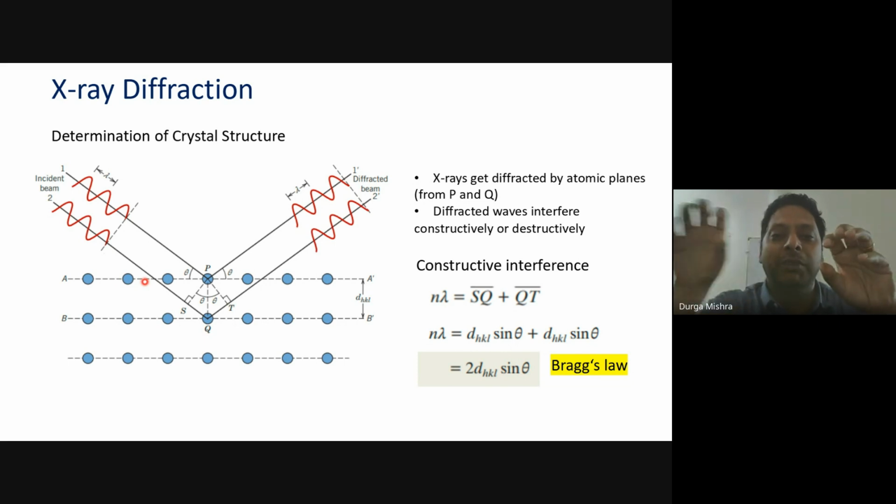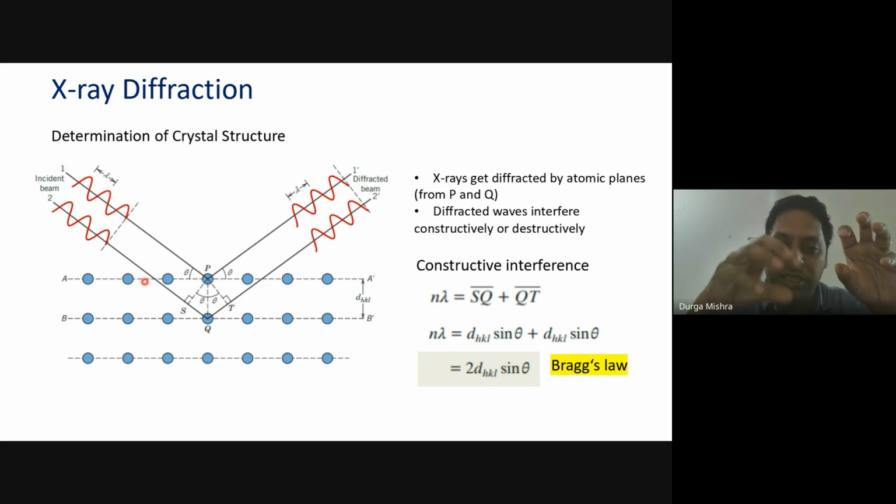So you have many point scatterers, let's say. In this case, these are atoms. Now the distance between these should be of the order of the wavelength of the incident electromagnetic radiation. So this is why we are able to perform this diffraction on a material at atomic scale.